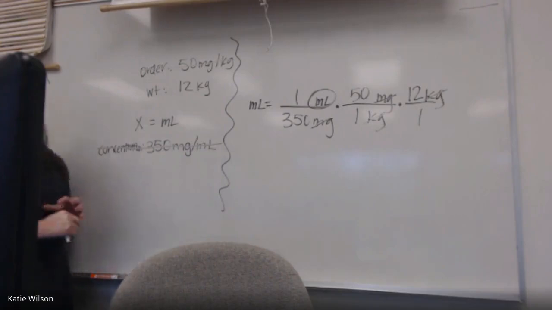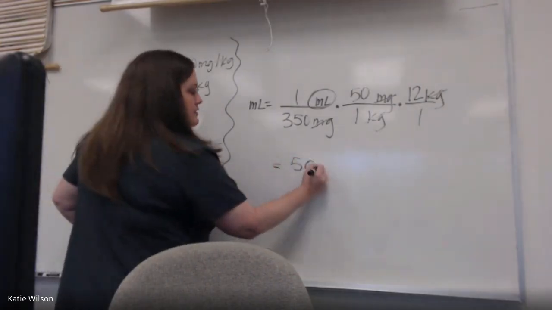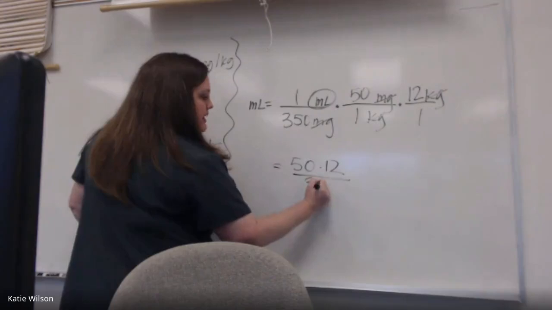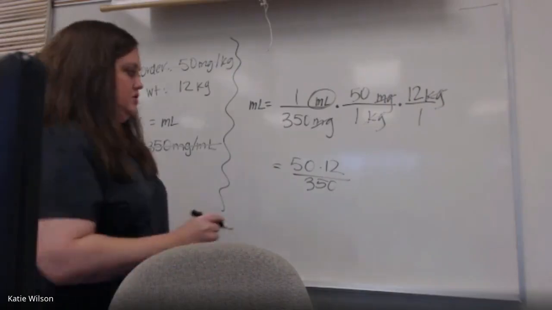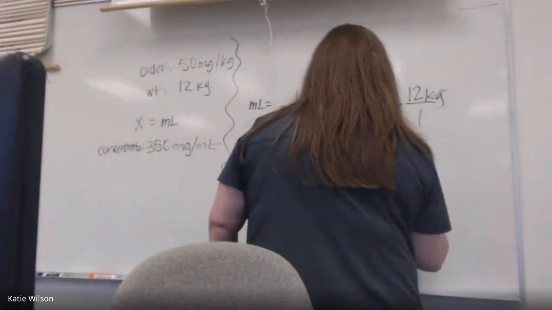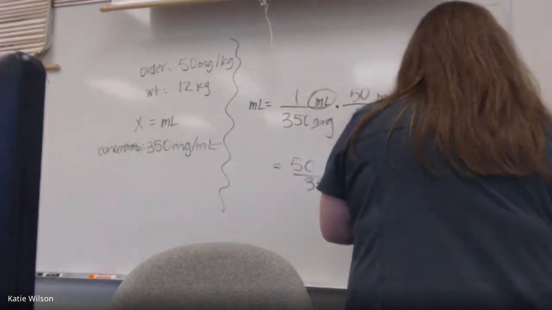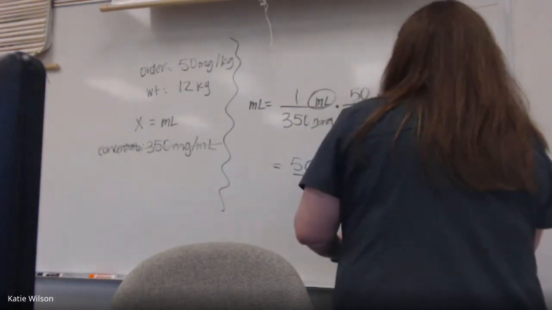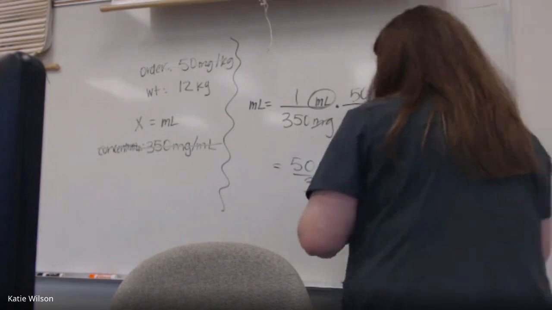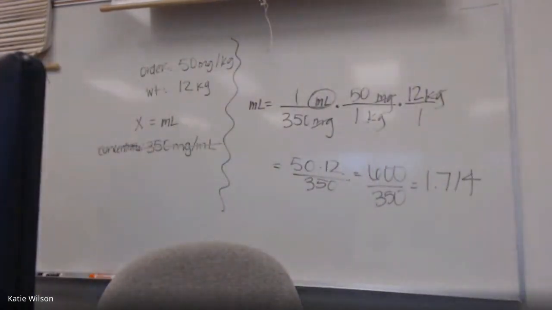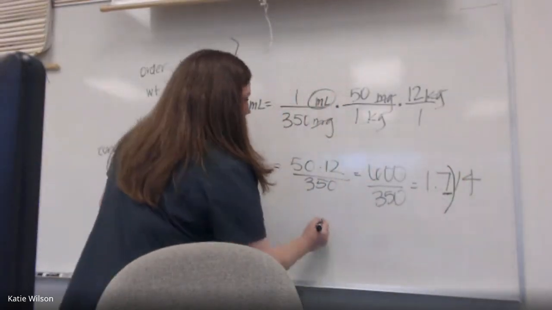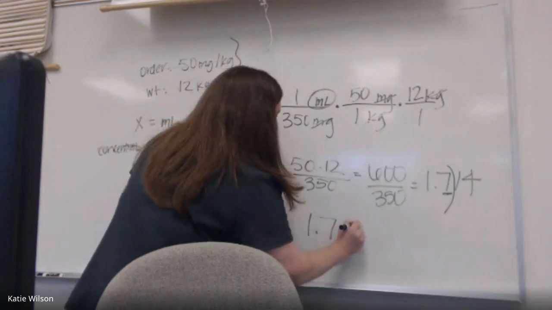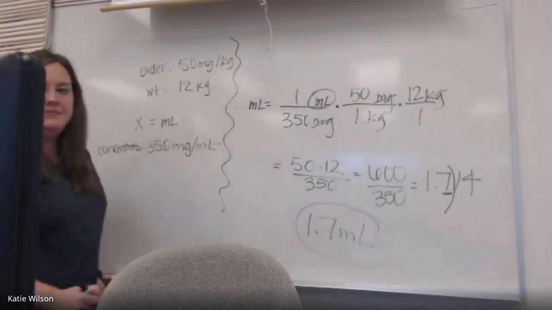So on the top, I've got 50 times 12 divided by 350. What's 50 times 12? 600. Does it tell me what to round to in the problem? Round to the nearest tenth, and I get 1.714. So if I round to the tenth, what's my final answer? 1.7 milliliters is my final answer.